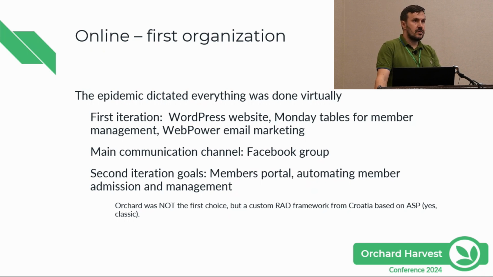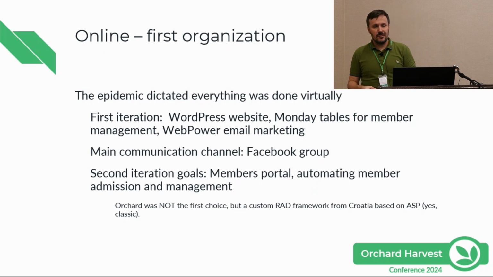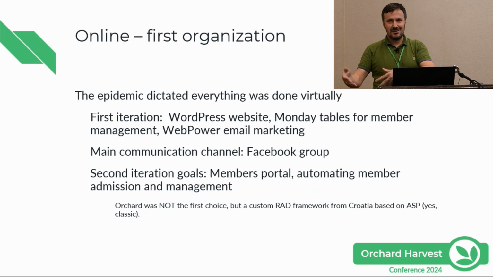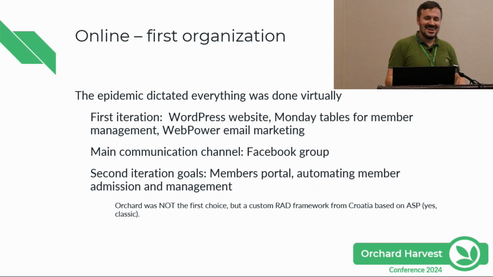We wanted to make a members portal for automating this kind of stuff. And Orchard was not the first choice for that kind of portal, but that's one of the good things about having a business association, because you have a lot of different very capable members who can do stuff. And one of these members approached us with his own rapid application development tool, which was used by some other association in Croatia. I'm not going to name which, but it starts with American. Doesn't matter.